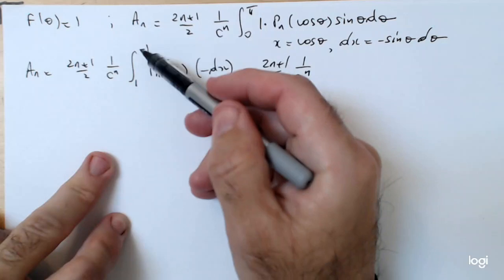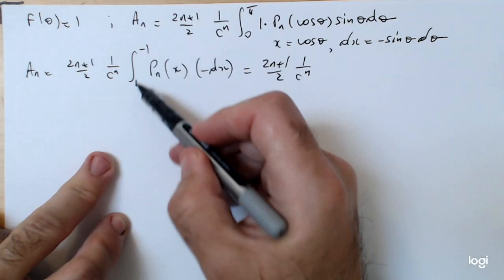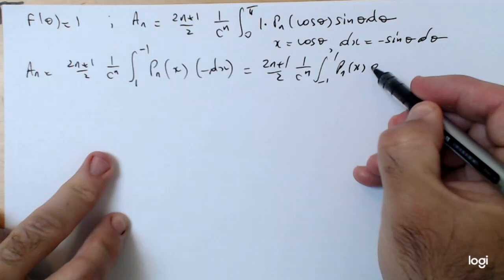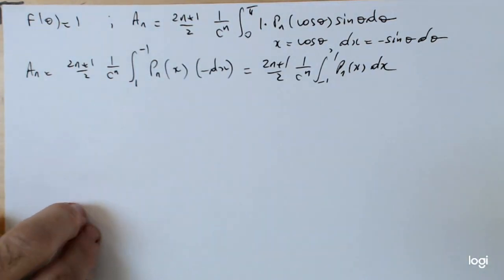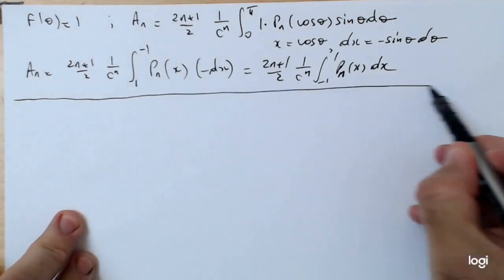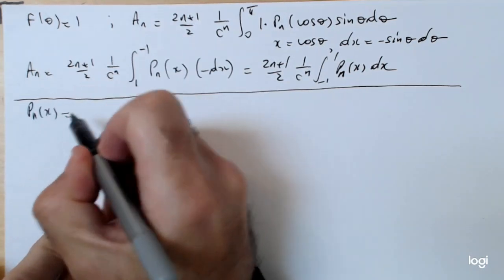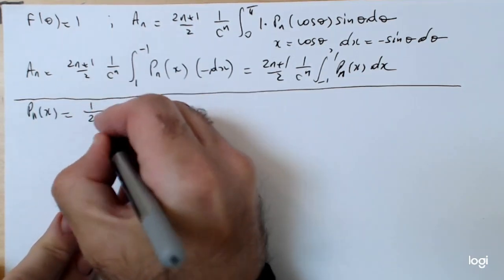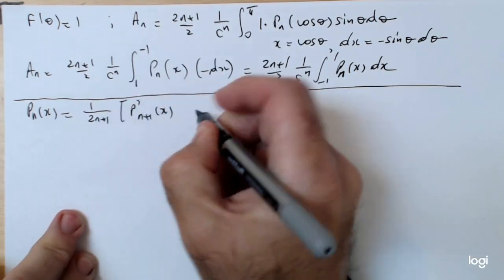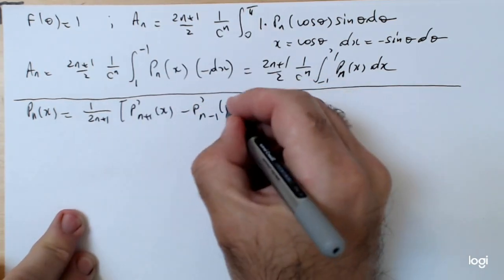Remember, the integral from a to b is minus the integral from b to a. So I can switch the bounds and then eliminate this negative. So that's going to be the integral from minus 1 to 1 of Pn of x dx. All right, we can compute this integral right away because remember, look at the formula sheet. We have the fact that Pn of x is equal to 1 over 2n plus 1 times P prime n plus 1 of x minus P prime n minus 1 of x.